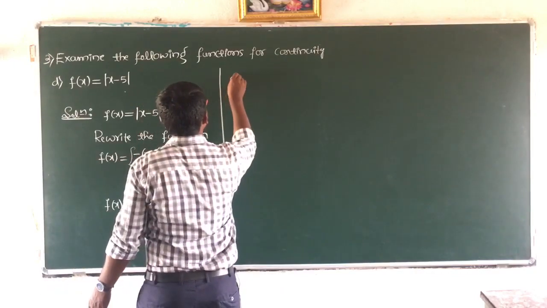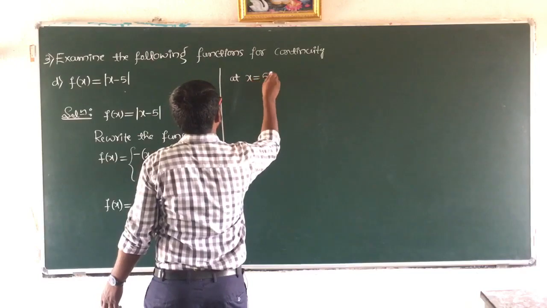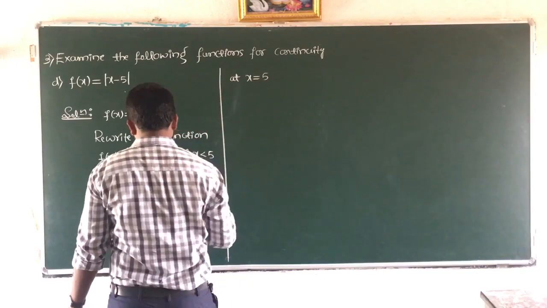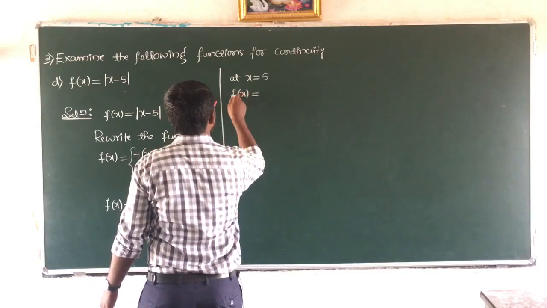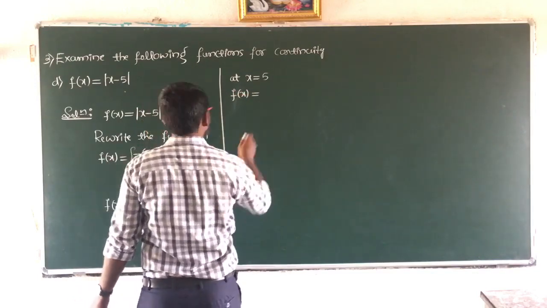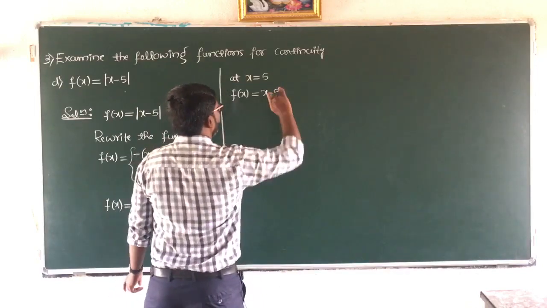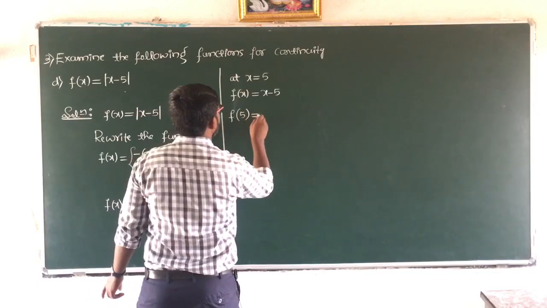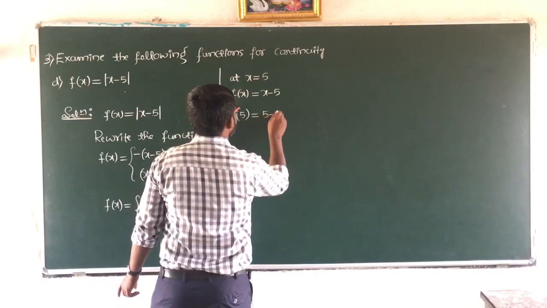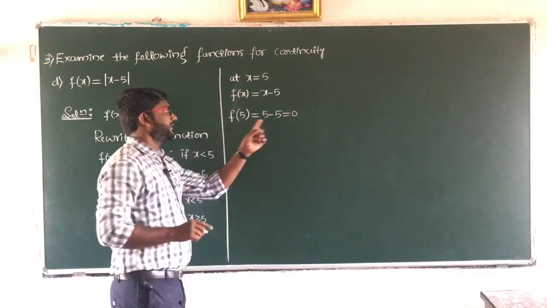So here at x equal to 5, f of x is equal to x minus 5. So now we go for f of 5, which is equal to 5 minus 5, which is equal to 0. So the value of the function is 0.